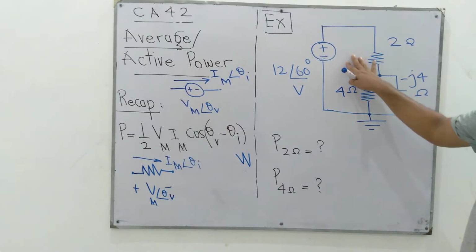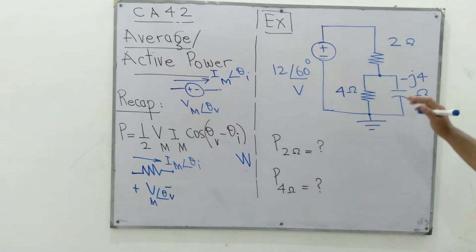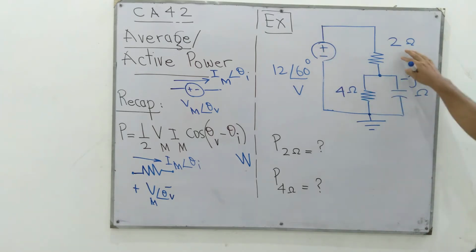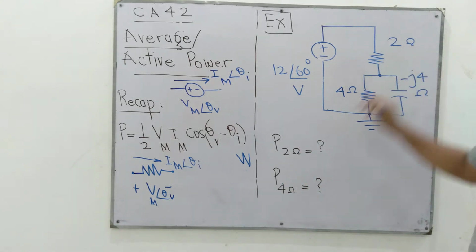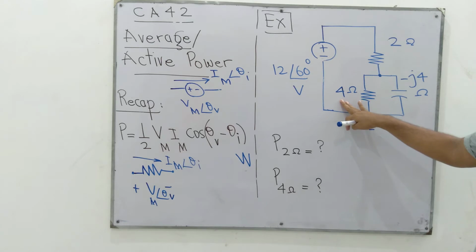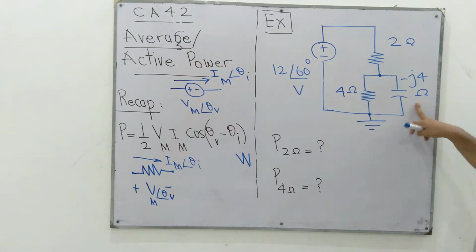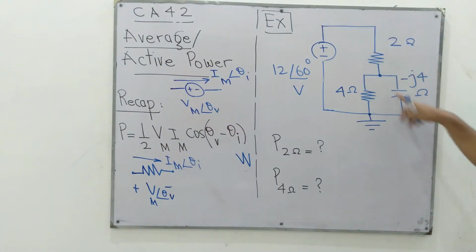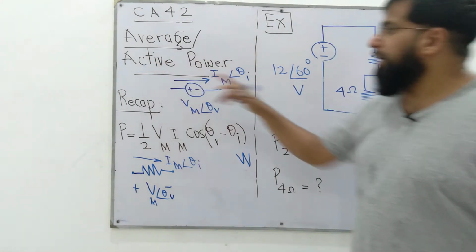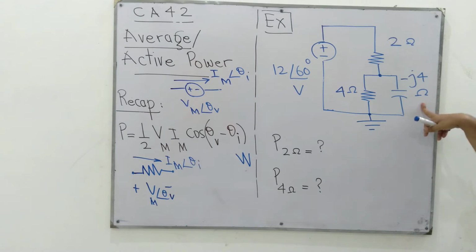In this example we'll make this concept a bit more clear. We want to find the power dissipated in this 2 ohm resistor, or power absorbed in this 2 ohm resistor, and in this 4 ohm resistor. We already know that the active or average power that we are studying here, which we call P, is 0 in inductors and capacitors. In our upcoming lectures we'll see a different power we call reactive power that is non-zero for inductors and capacitors. So for this lecture, this P, average or active power, through inductors and capacitors is always 0.